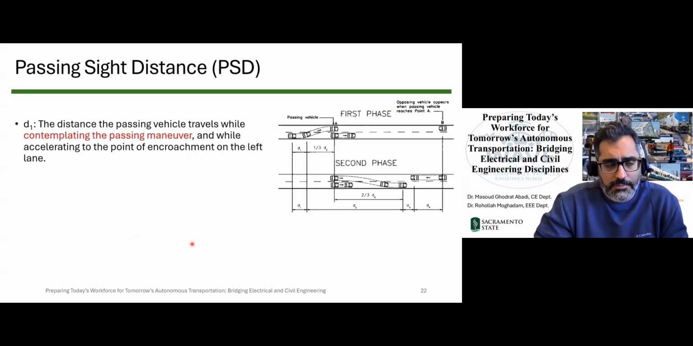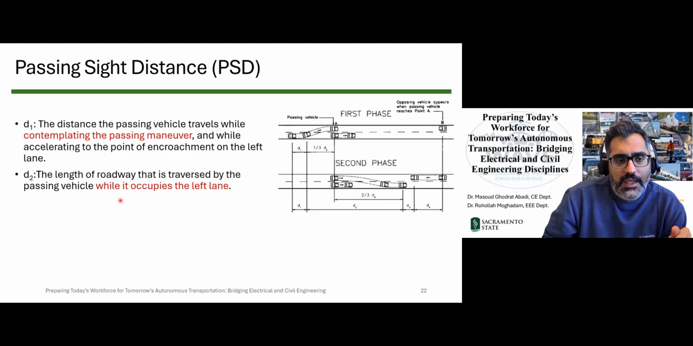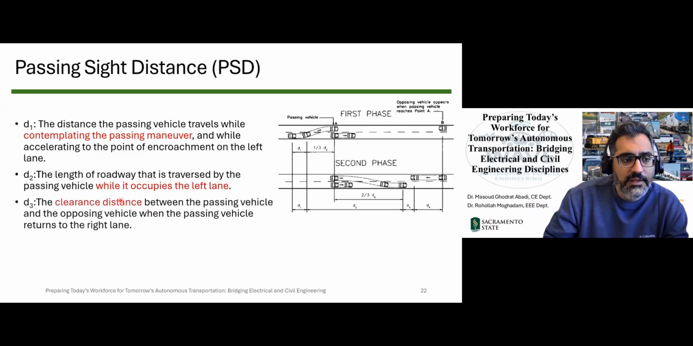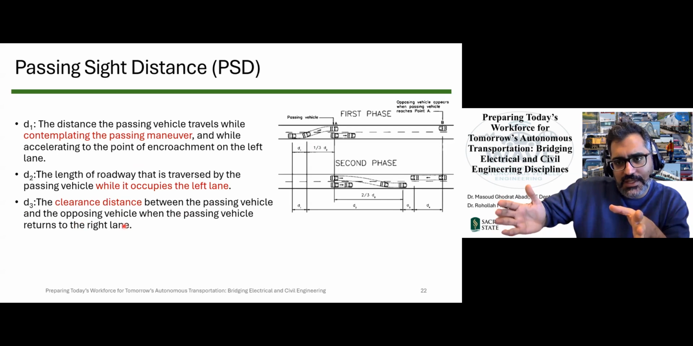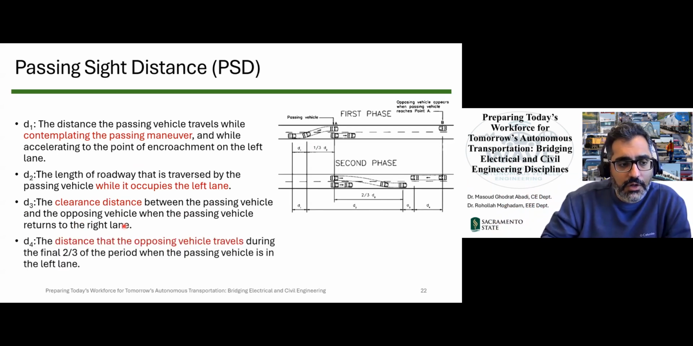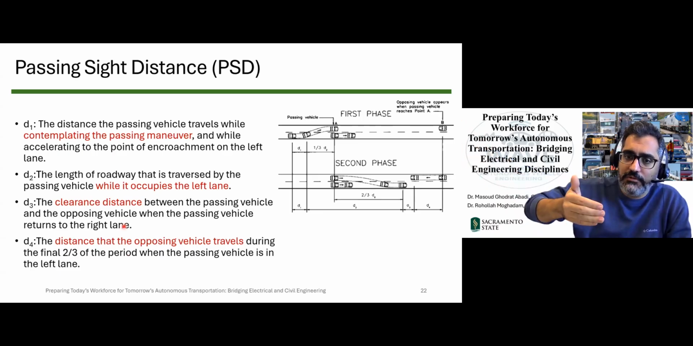With that, AASHTO considers four main elements, components of passing. What are those four components? D1, that is the distance that you are making a decision to start the passing maneuver. D2 is the distance that you are occupying the opposing lane. D3 is the clearance distance. What would be that clearance distance between the passing vehicle and the opposing vehicle? And then D4, which is the distance that was actually passed by the opposing vehicle.